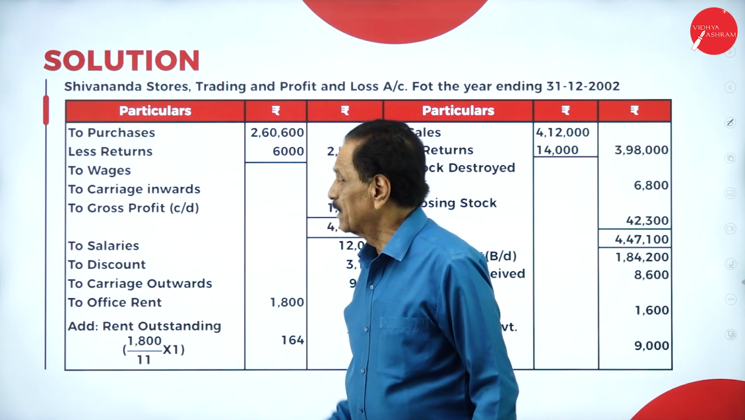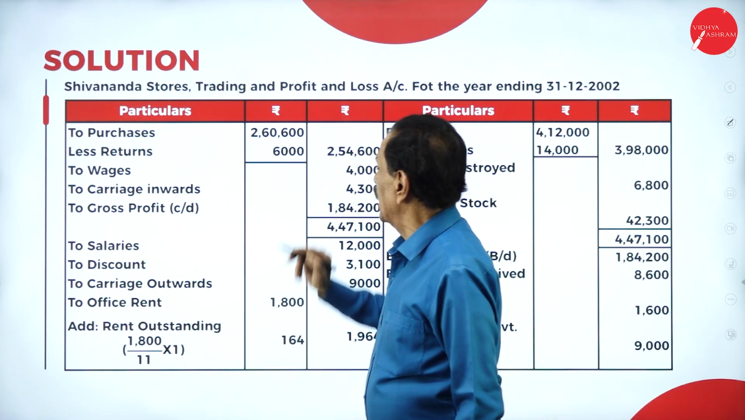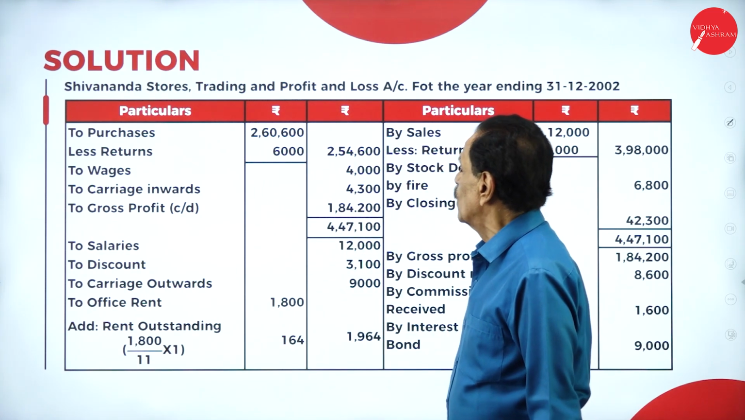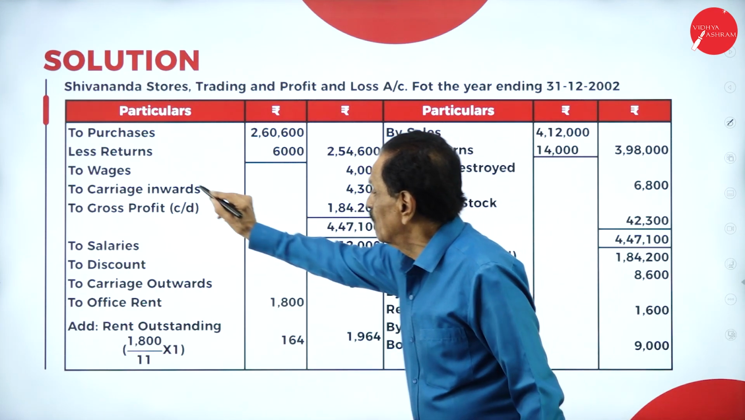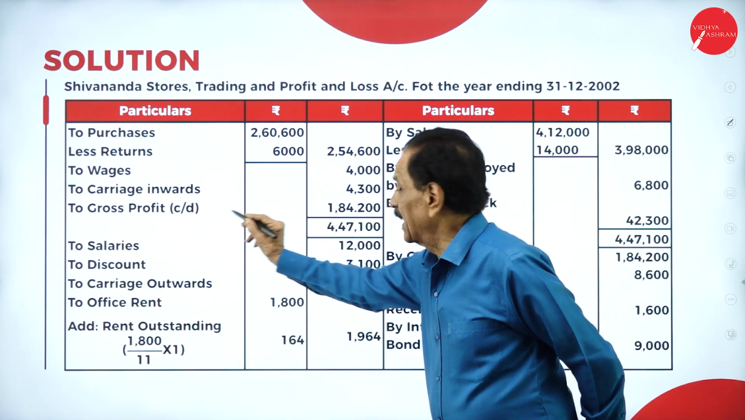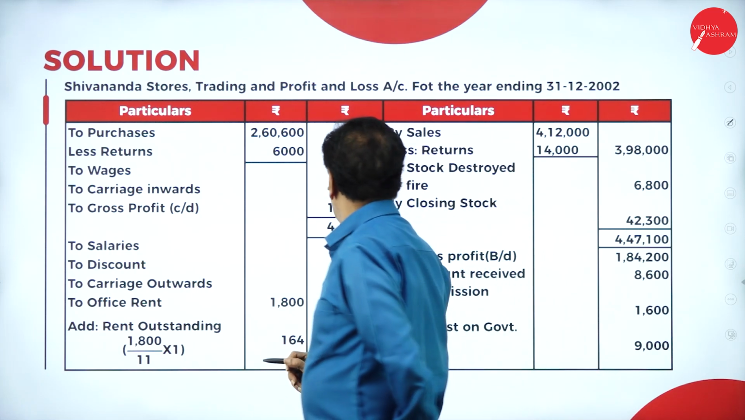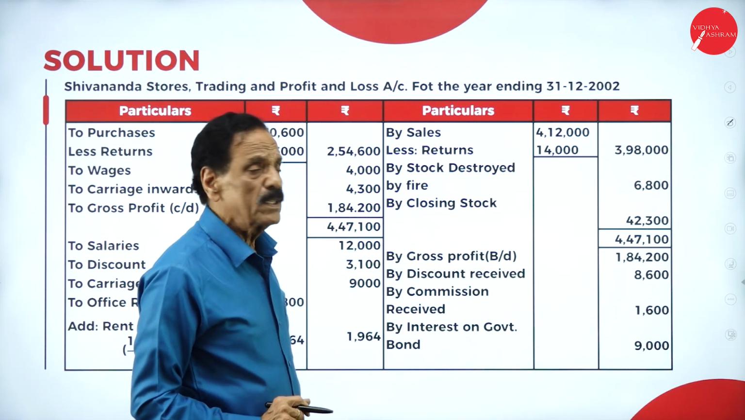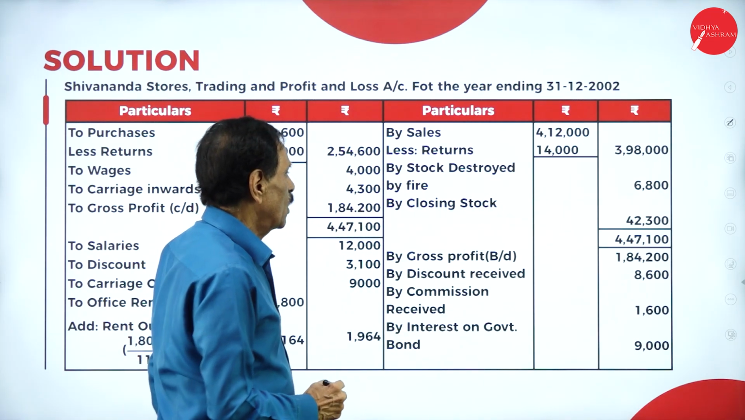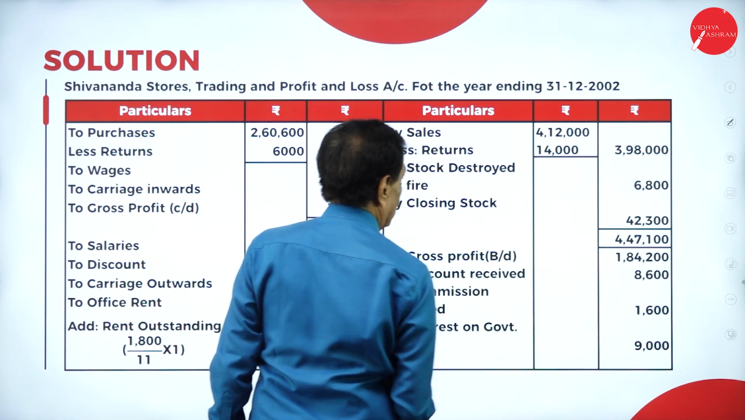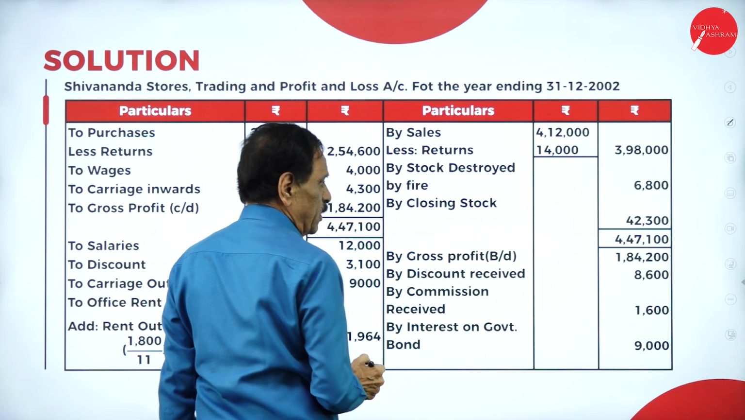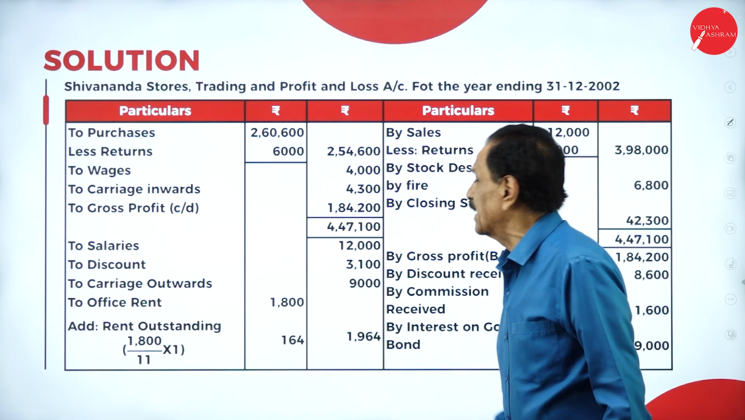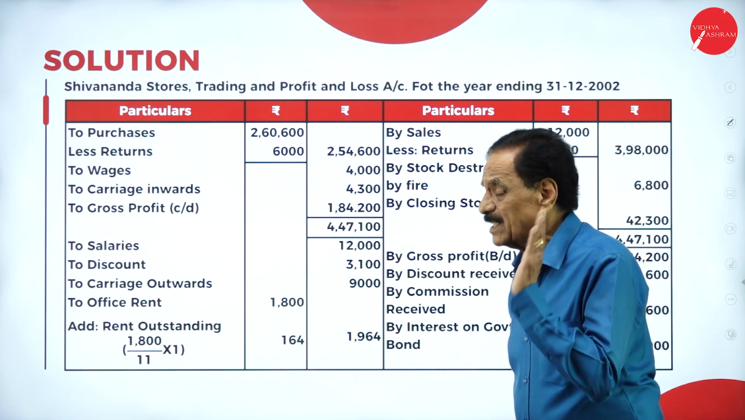So it starts with, there is no opening stock. Purchases 2,60,600 minus purchase return 6,000, balance is 2,54,600. Wages paid 4,000. Carriage inward 4,300. Sales 4,12,000. Sales return is 14,000. Balance is 3,98,000. Then stock destroyed by fire is 6,800 and closing stock is 42,300. Totally 4,47,100. The difference is 1,84,200, which is considered as gross profit.